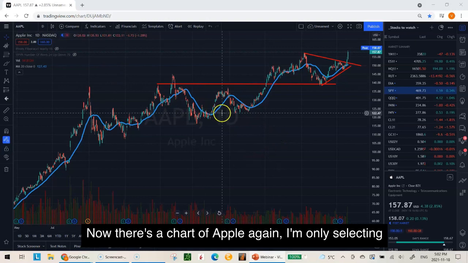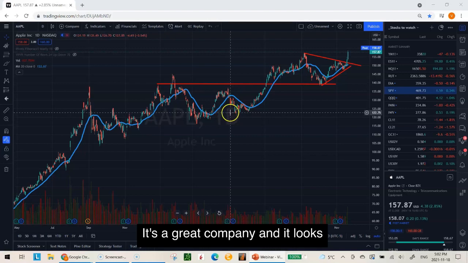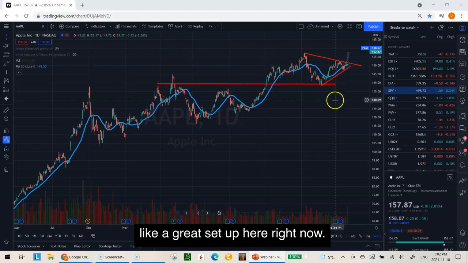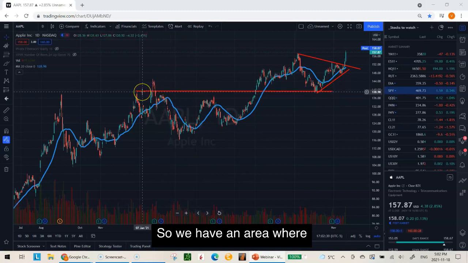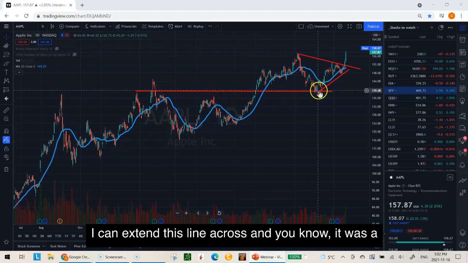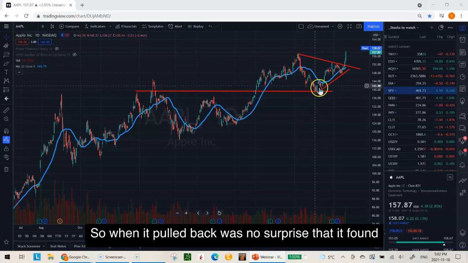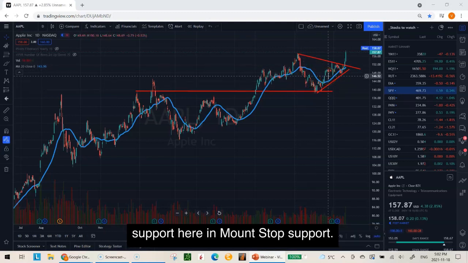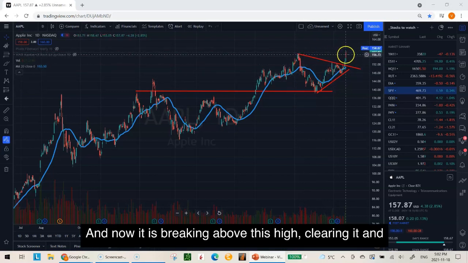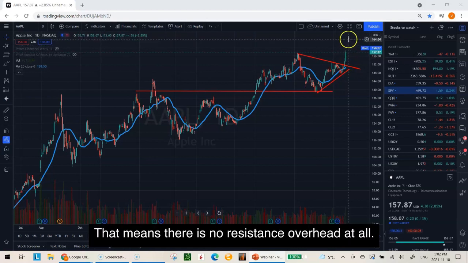Now, this is a chart of Apple. Again, I'm only selecting Apple because a lot of people like to trade Apple. It's a great company, and it looks like a great setup here right now. So we have an area where we had several highs. Here I can extend this line across, and it was a major area of support. So when it pulled back, it was no surprise that it found support here and bounced off support. And now it is breaking above this high, clearing it, and heading into new all-time high territory, which is very exciting as a trader. That means there is no resistance overhead at all.